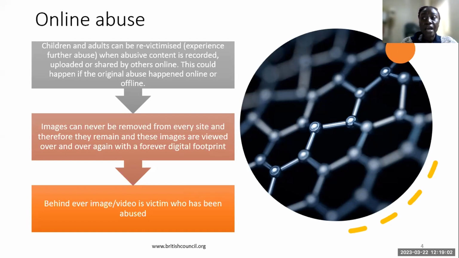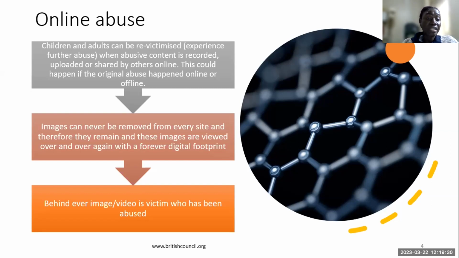Now, of course, we know that the same way in our physical interaction and spaces, we have people that are out to abuse and offend others. These people do also exist in the virtual spaces. And so a recognition of the fact that when images are put out there, when information is put out there, that it can be very difficult to remove from these sites and it can remain there, meaning that it can be reviewed again and again.